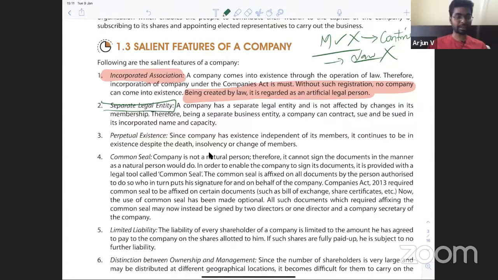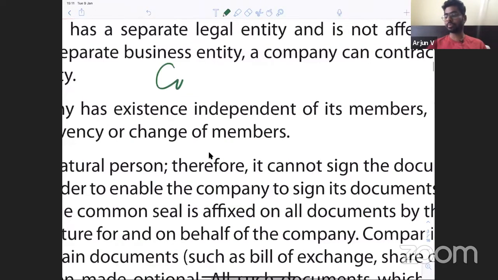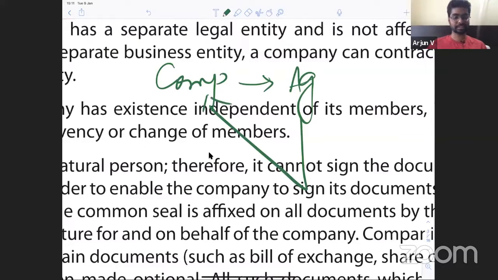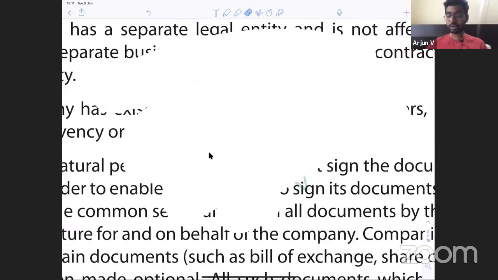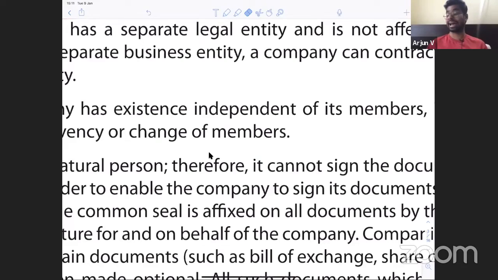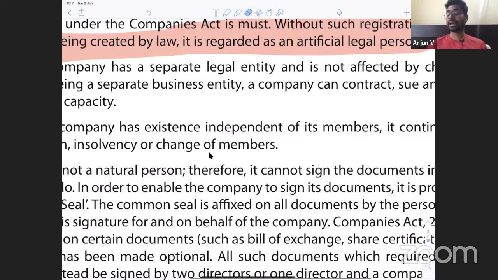What do you mean by separate legal entity? A separate legal entity means a company can file a case against any person, and any person can file a case against a company. It is mutual. Company can file a case against others, and others can also file a case against a company. That is, it is as good as a human in the eyes of law.